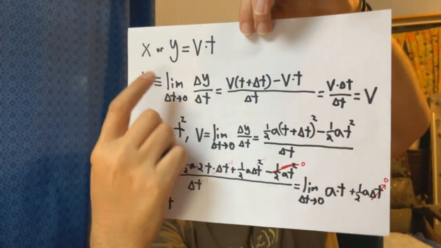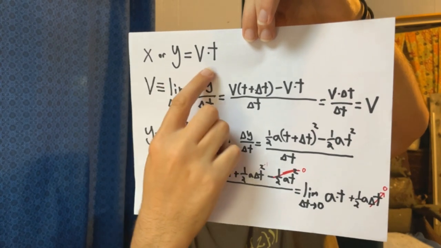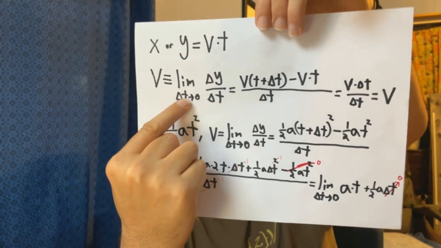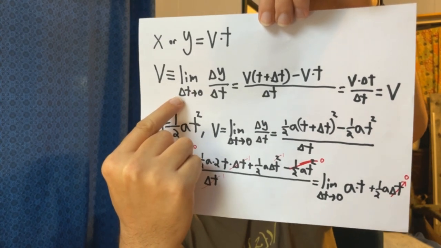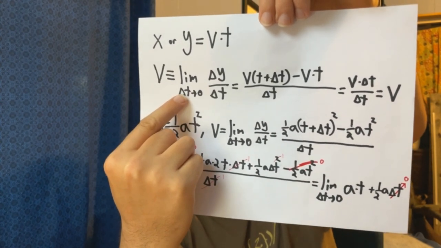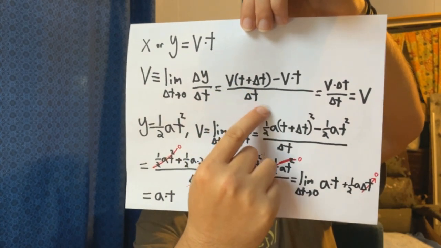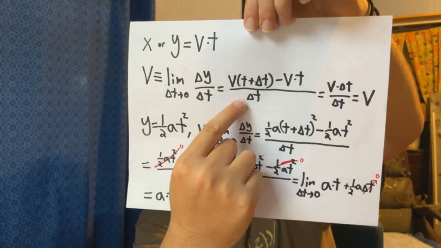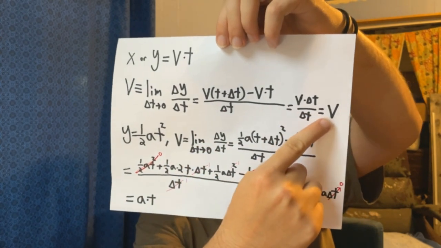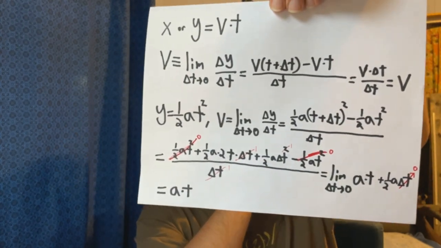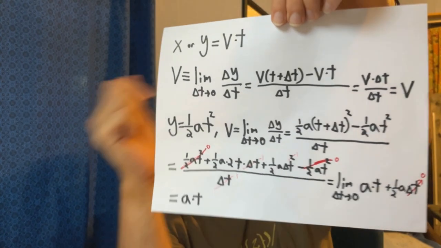We were talking last time about how, if you want to take the derivative of this function with respect to time, it's really easy. You take the definition of the derivative again, the limit as delta t goes to zero of delta y over delta t. In this case, you can check this algebra, but it's totally trivial: you just end up back with v. When we evaluate the instantaneous velocity, we just get back this number.